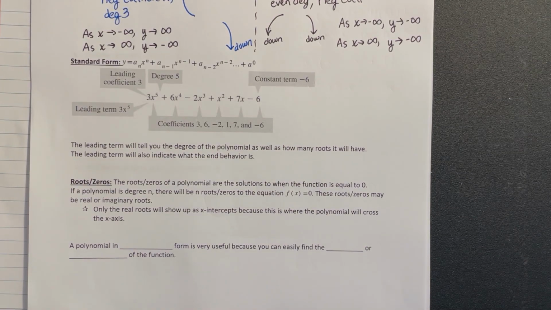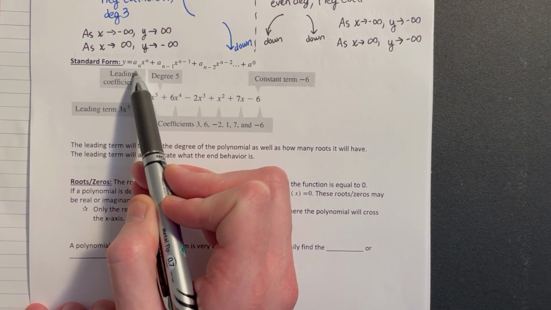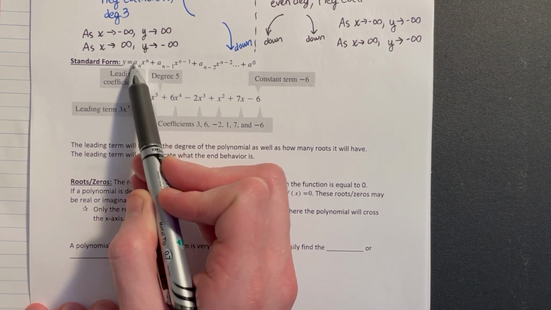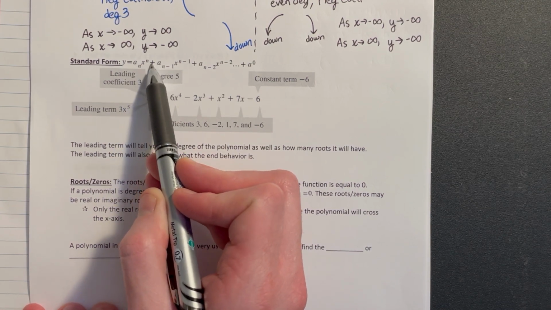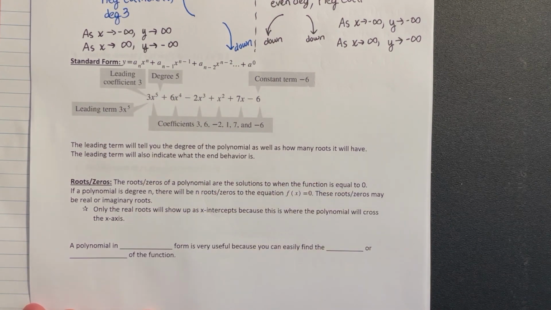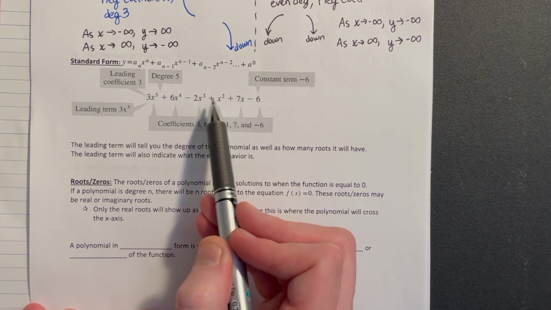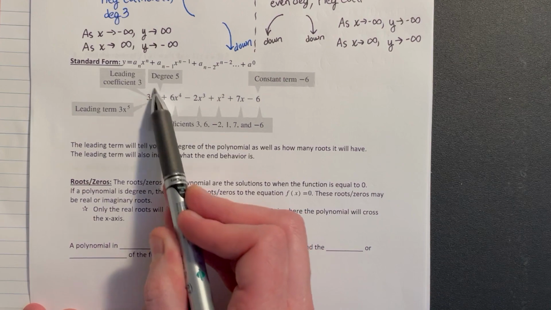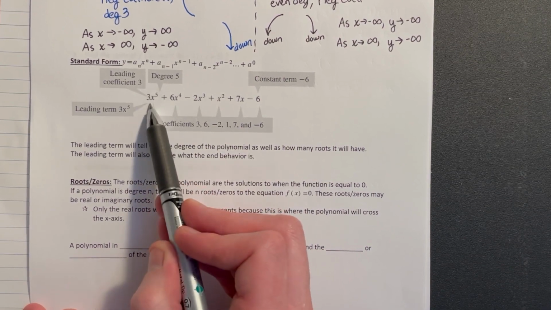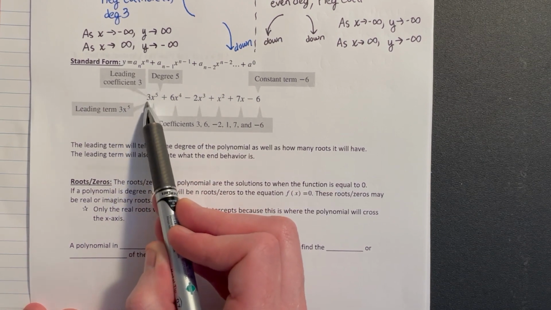In the previous video, we looked at the end behavior of a function, and a lot of that can come from standard form. Standard form, as a reminder, is just expanded all the way out, where you have x to an n power, that highest power, with some coefficient in front. Here's an example: 3x to the fifth, 6x to the fourth, minus 2x cubed, plus x squared, plus 7x minus 6. In this, the highest exponent is 5, so it's x to the fifth. This makes it a degree 5 with a leading coefficient of 3.